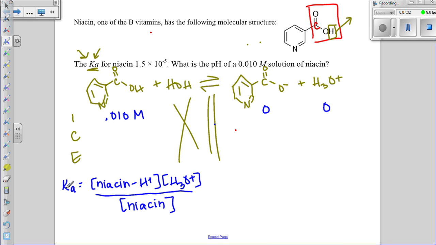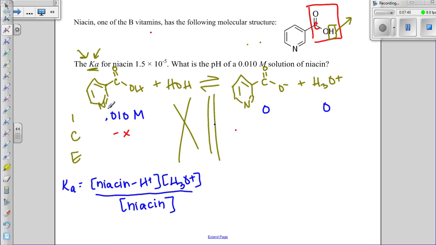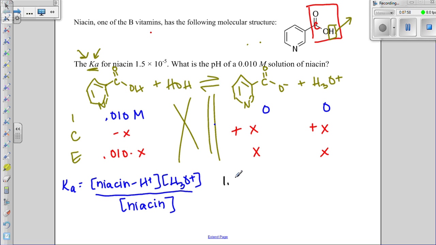All right, because I have my Ka and I don't know my equilibrium concentrations, I know that the reactants will go down by X, products will go up by X because it's going toward the zeros. I get X and I get 0.010 minus X. Now I want to substitute into the expression. So I'm going to take 1.5 times 10 to the negative fifth equals X squared because it's X times X, divided by 0.010 minus X.